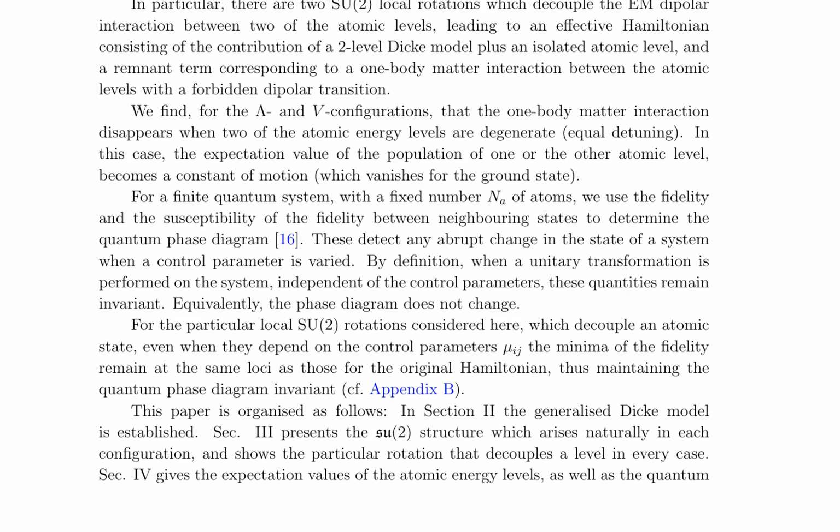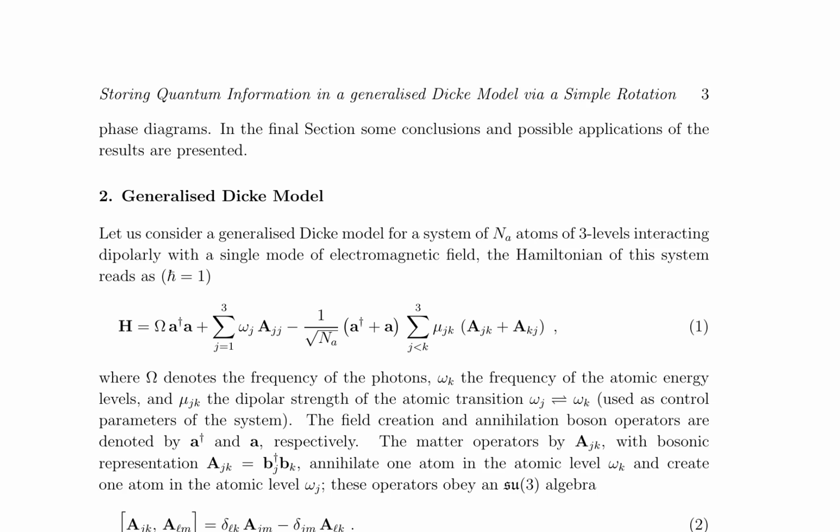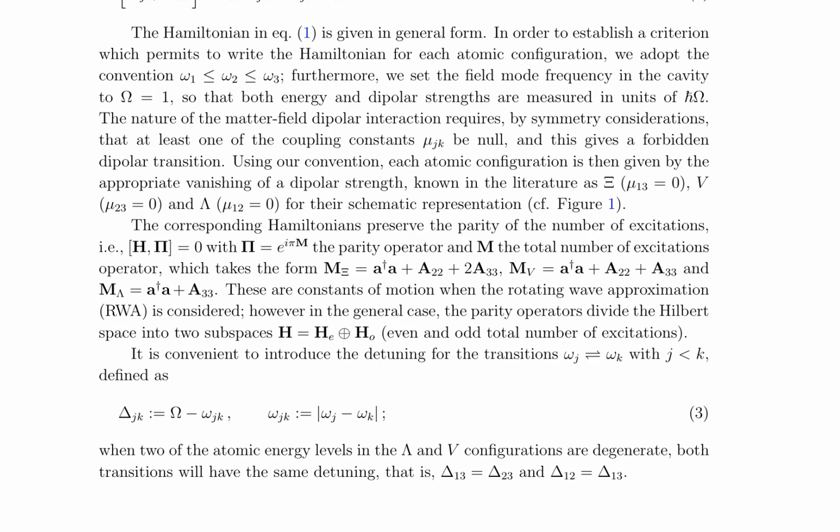The paper discusses a generalized Dicke model for a system of Na atoms with three levels interacting dipolarly with a single mode of electromagnetic field. The Hamiltonian of this system is given in equation 1, where the matter operators obey an SU(3) algebra as defined by equation 2. The nature of the matter-field dipolar interaction requires that at least one of the coupling constants μJk be null, which gives rise to three atomic configurations: Xi, V, and Lambda. Each configuration has its own parity operator and corresponding Hamiltonian, which preserve the parity of the number of excitations.